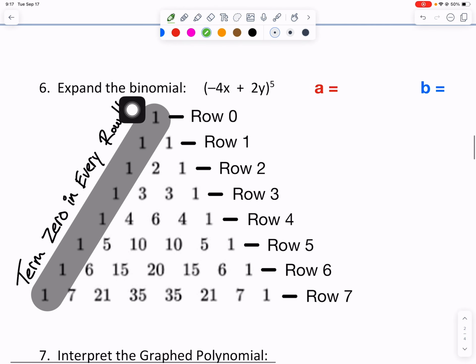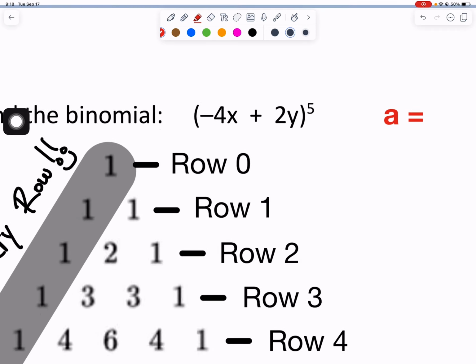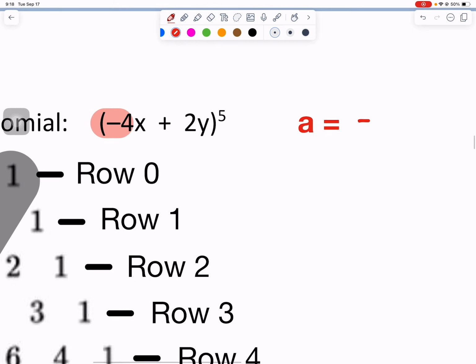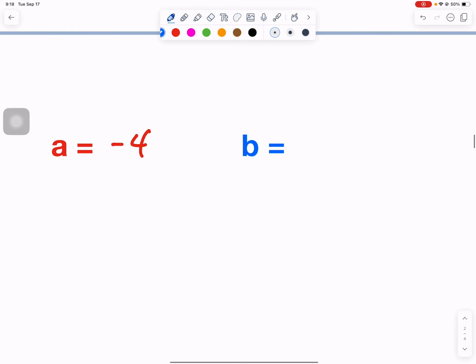It's asking us to expand the binomial negative 4x plus 2y to the 5th. We need to find our a equals and our b equals. That's going to be the first thing we do. Our a value is the coefficient of x, the number in front of x, which is negative 4. I didn't mean to highlight the parenthesis with it, it just happened. Then we will highlight the coefficient of y, being positive 2. That will be your b value.